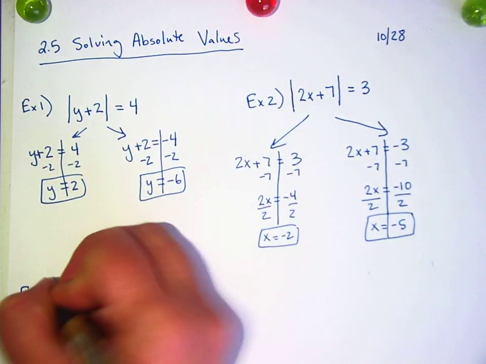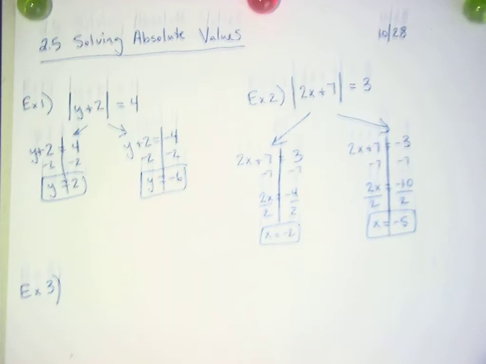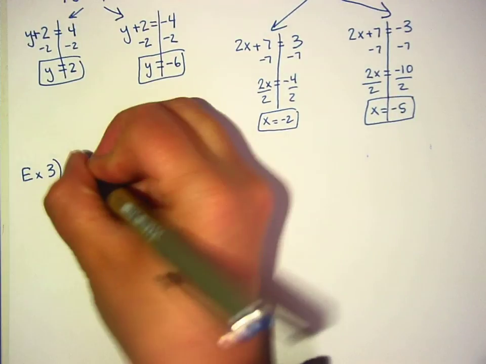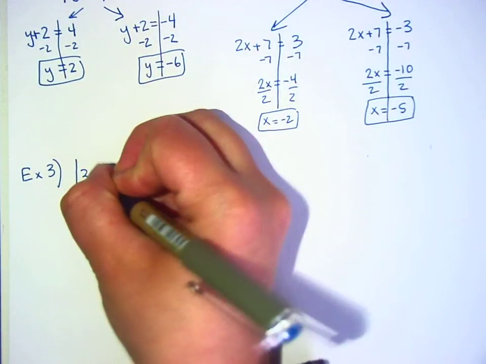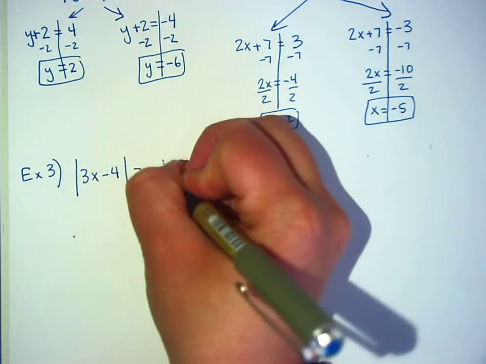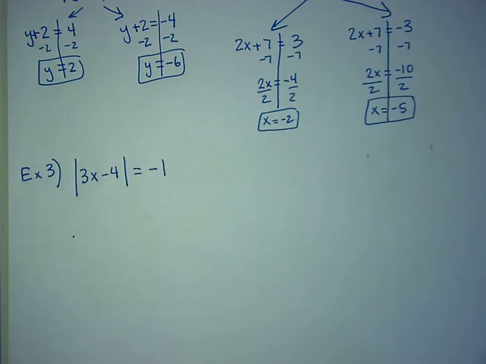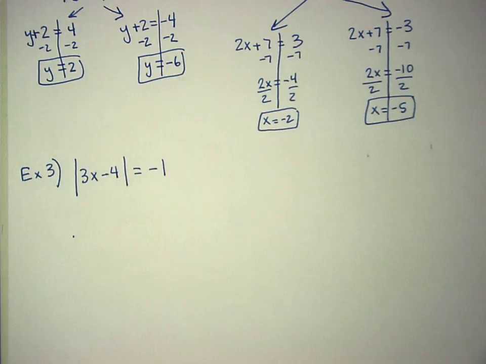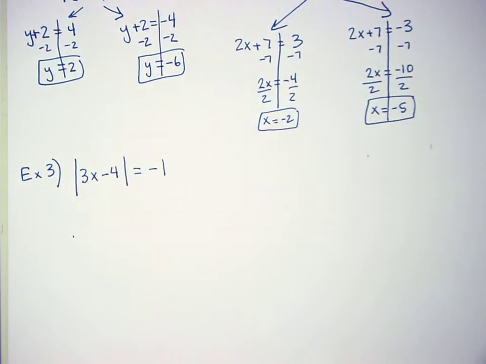You ready for a pen? This actually does not require a whole bunch of math. It requires you to think. Everybody write this down: absolute value of 3x minus 4, absolute value, equals -1. Now, do not yell out the answer. Stop trying to work on it.